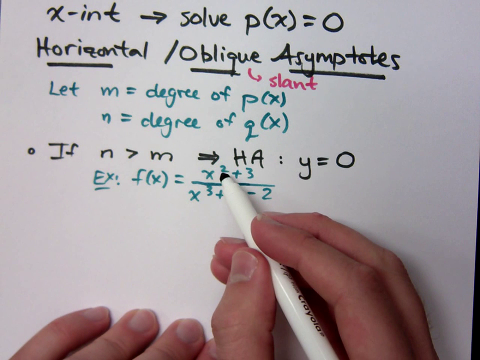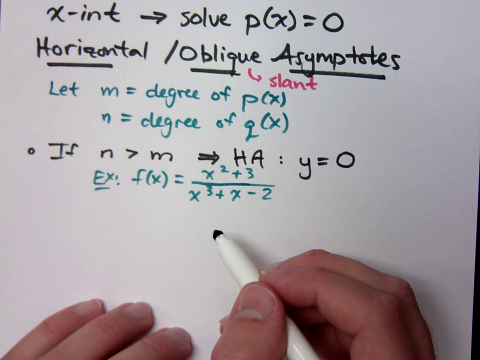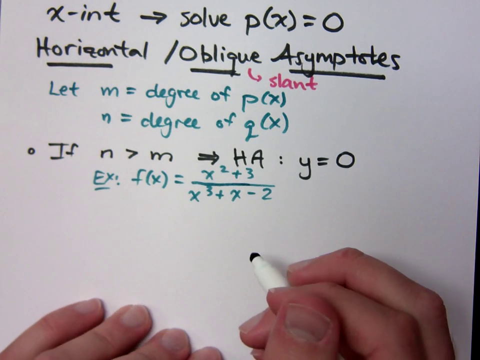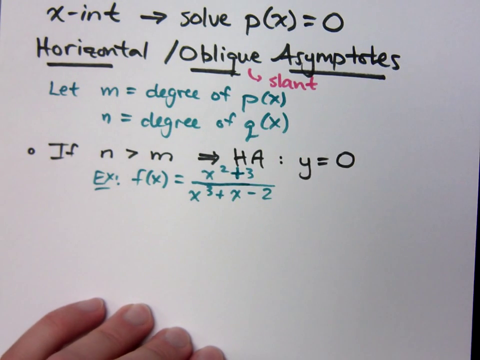What's the degree of the denominator? 3. I thought it was 2. You thought what was what? I didn't think that was a plus, that looked like an x. x squared, x cubed. Sorry, plus.